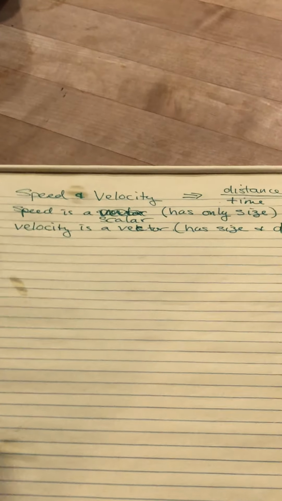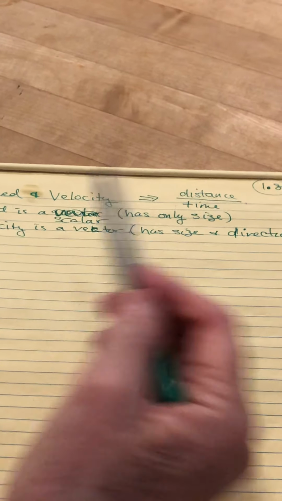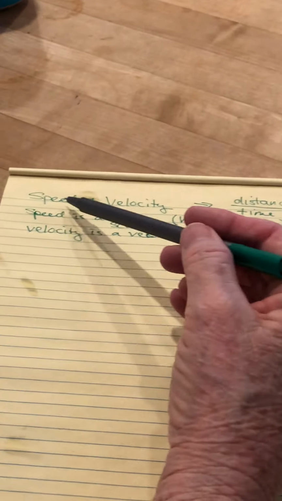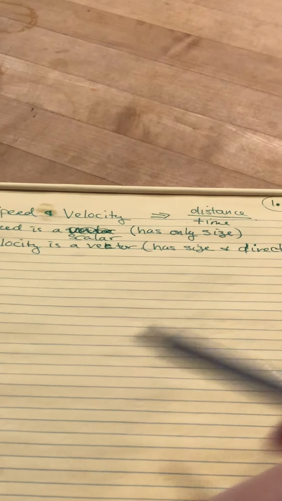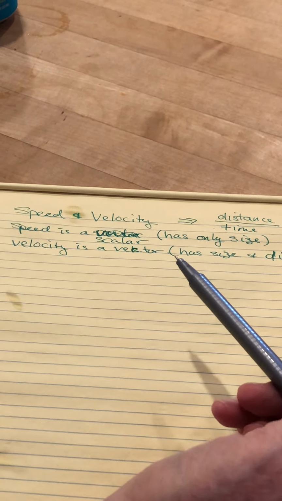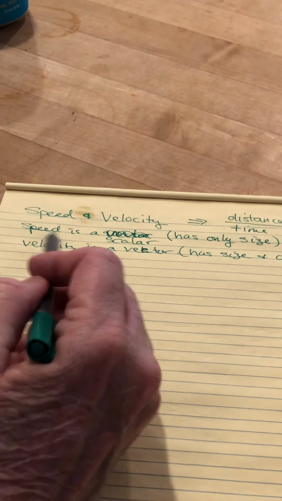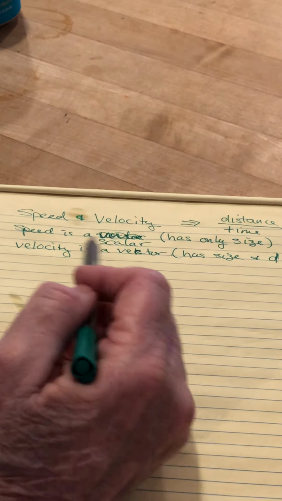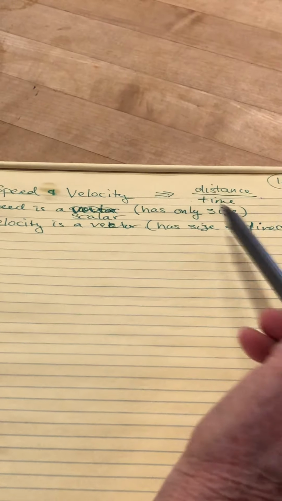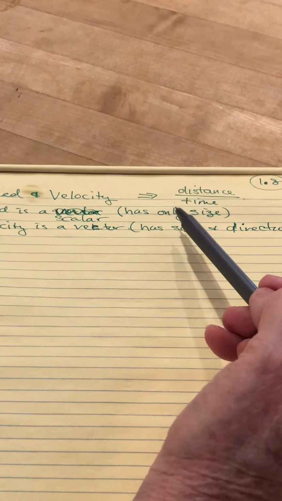So today we're going to learn the difference between speed and velocity. This is section 1.8 of your book. Speed is given as distance divided by time. So is velocity. Those are going to be the same units you have, but speed is what's known as a scalar. Okay, something that is a scalar only has a size associated with it or a magnitude.